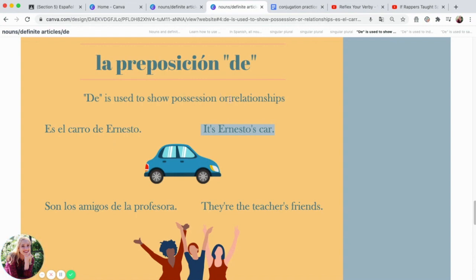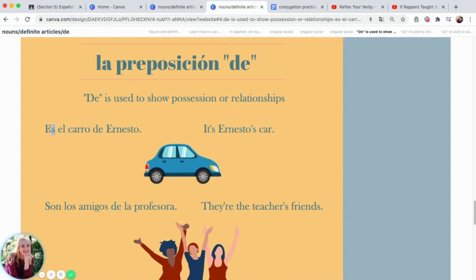So possession, also to show relationships. So if we want to say, they're the teacher's friends, okay, that's a relationship. They're the teacher's friends. Again, in English, we would use that apostrophe S. Those are the friends of the teacher. They are related in that way. In Español, we would say, son los amigos de la profesora. They are the friends of the professor.